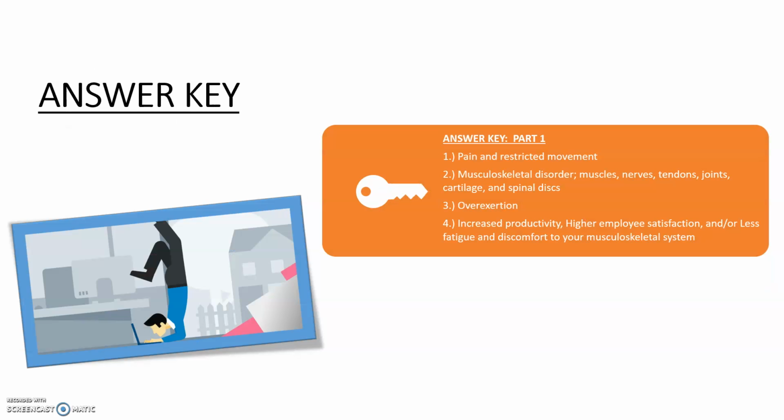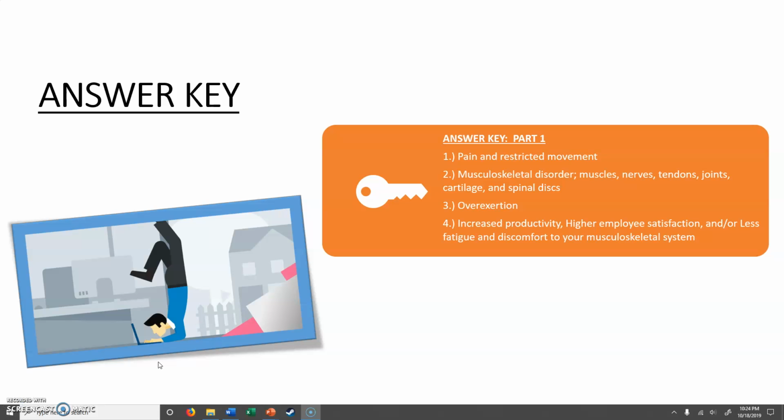On to the answers for that quiz. Answers, part one: pain and restricted movement is the answer to the two blanket symptoms of musculoskeletal disorder. Question number two: what does MSD stand for, and what parts of the body does it affect? Musculoskeletal disorder, and it affects your muscles, nerves, tendons, joints, cartilage, and spinal discs. The parts that support your body.